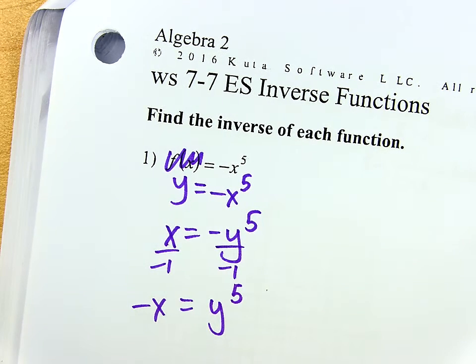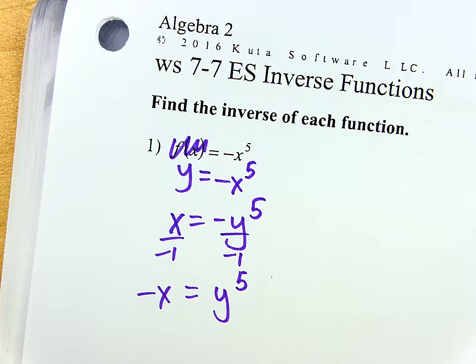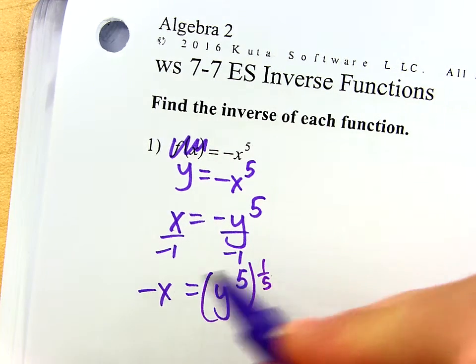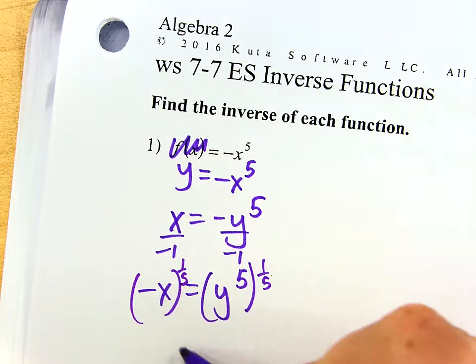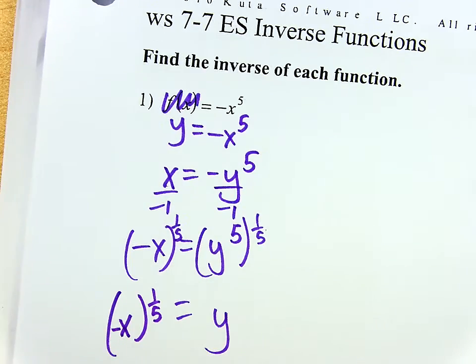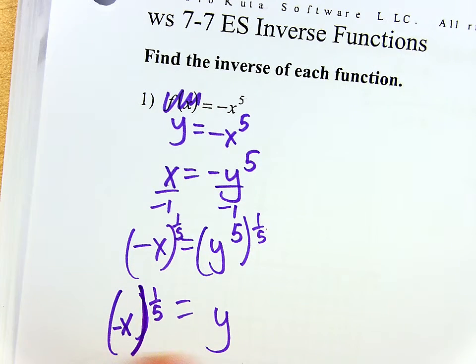And I still want just y by itself. I don't want y to the 5th. So what would you do? What'd you say? Sure, you could raise both sides to the 1/5 power, which is the same thing as taking the 5th root of both sides, right? So it really doesn't matter how you write it. So if you want to raise this to the 1/5 power, that's fine. Negative x to the 1/5. There you have it. So this is the inverse of the original.